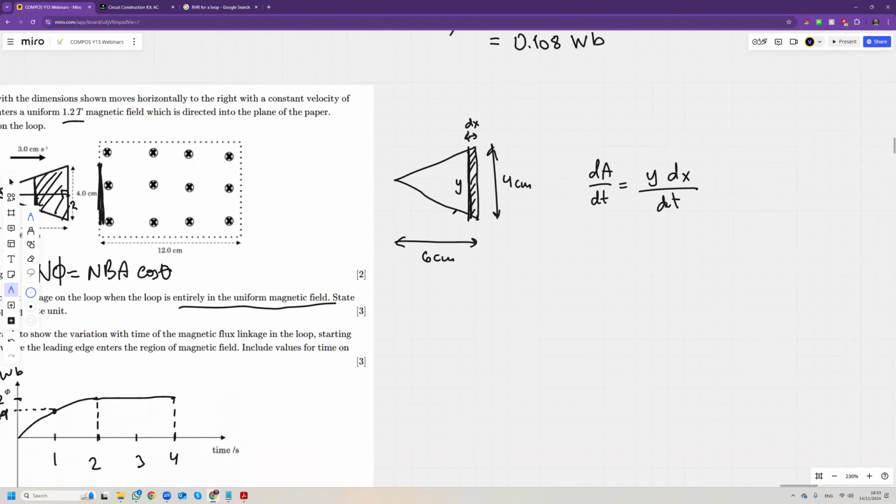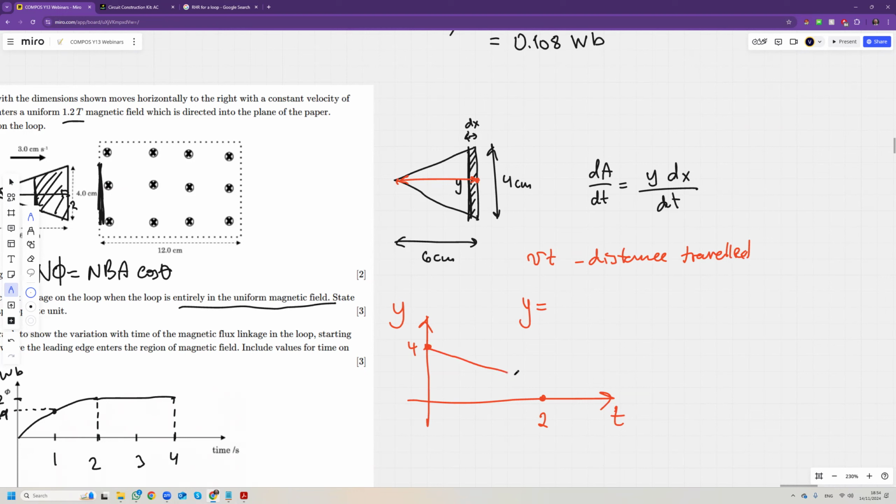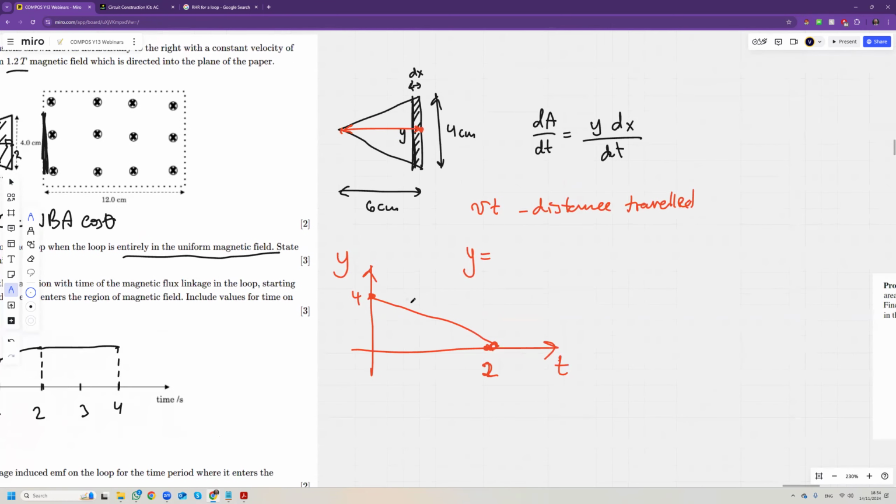The y, the width of this piece, would be proportional to the length. So in time t, you travel a distance vt. vt is the distance traveled by the triangle. And then this width is going to be y. So we start with a 4, and then after 2 seconds, it's like this. So y decreases linearly with time. So we can figure out the formula for t. So it's going to be 4 minus 0.5 t.